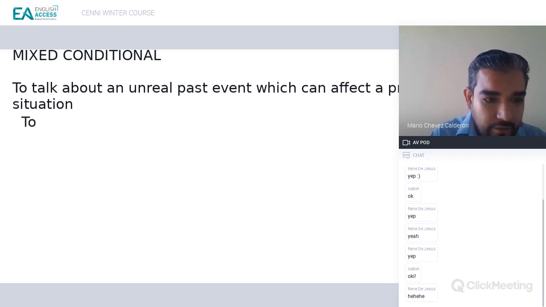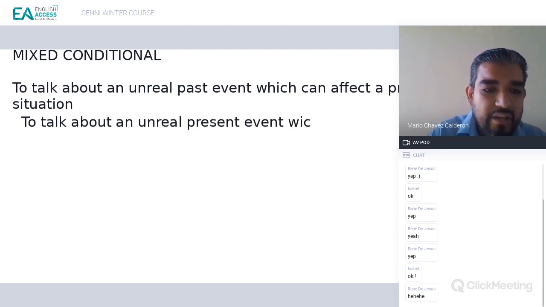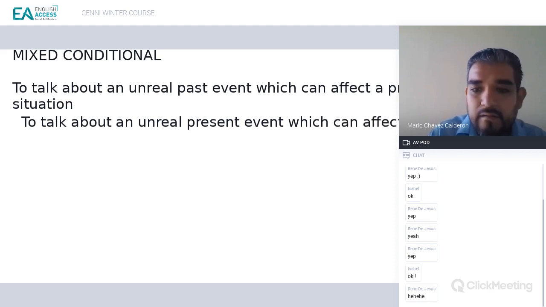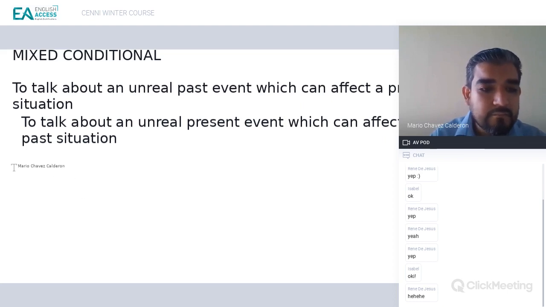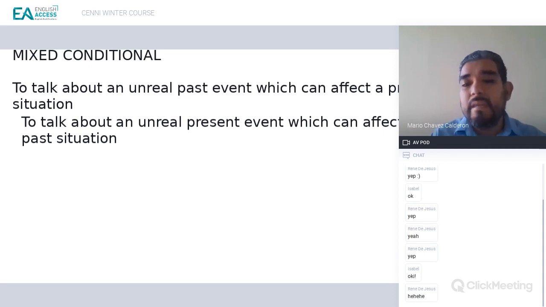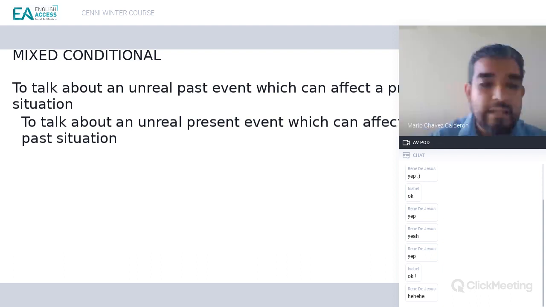It can be to talk about an unreal present event which can affect a past situation. It can be vice versa. How do we structure this? It's mixed. So since it's mixed, it is a mixture of the second and the third conditional.